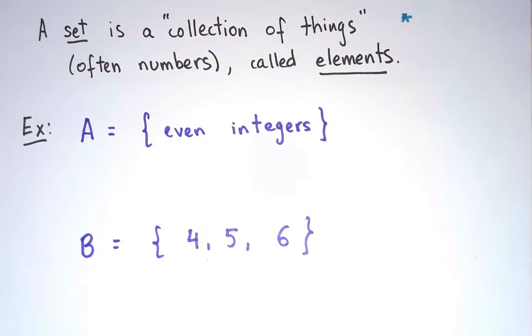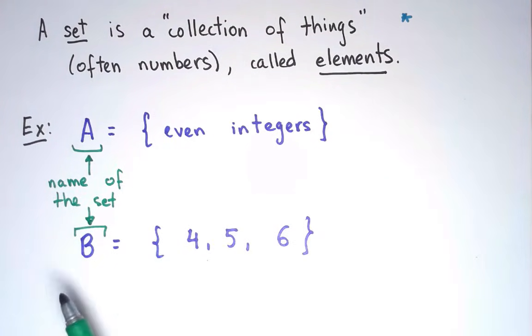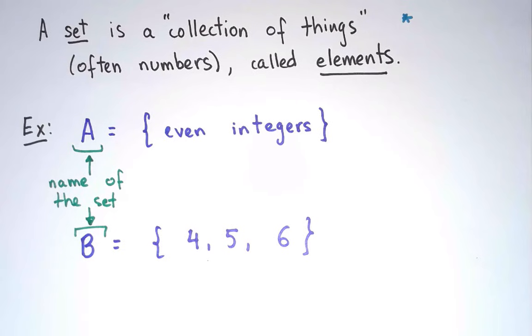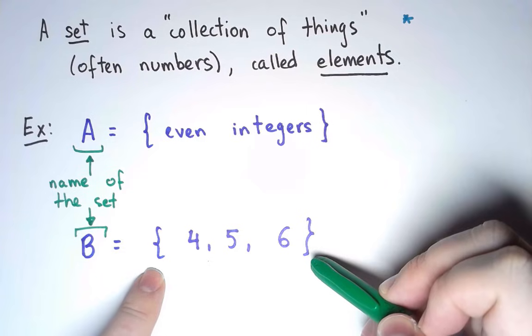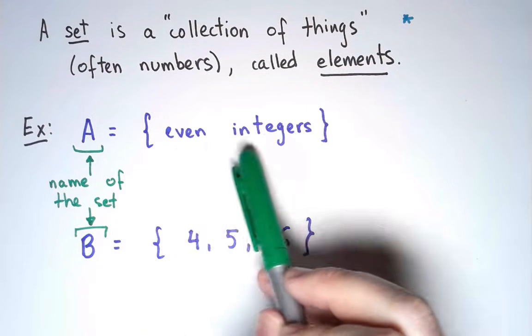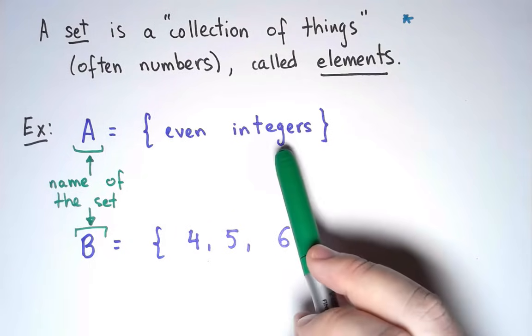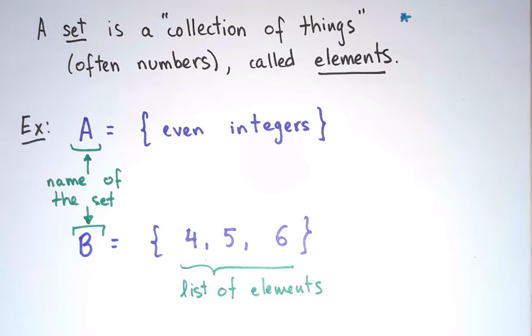I'm describing two sets here, and I've given a name to both sets. The first set is called A, the second set is called B. And when I describe the set, I use curly braces to indicate where the description begins and ends. And I'm describing them differently. The first set is the set of all even integers, so this set has infinitely many elements. For the second set, I've provided a complete list of the elements. So B is a set that has three elements, the number 4, the number 5, and the number 6.